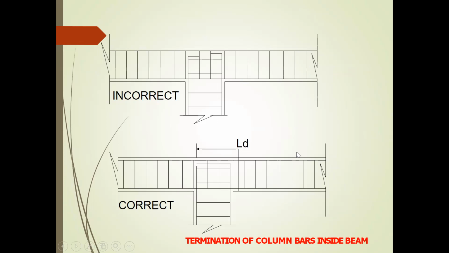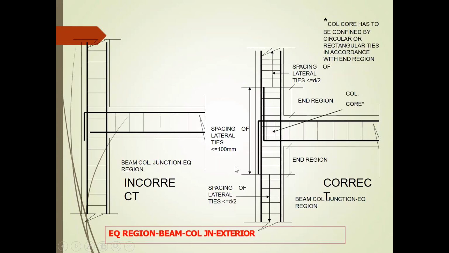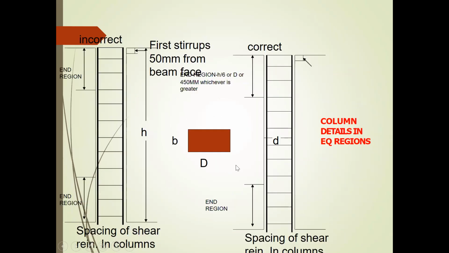Again, termination of the column bars at the top. This is a wrong methodology; this is the correct method. These bars have to be taken up, L by D, and bent up. The first stirrup should be 50 mm from the beam, minimum. Spacing of the reinforcement in shear has been shown here. Spacing of the reinforcement in the columns has been shown here.